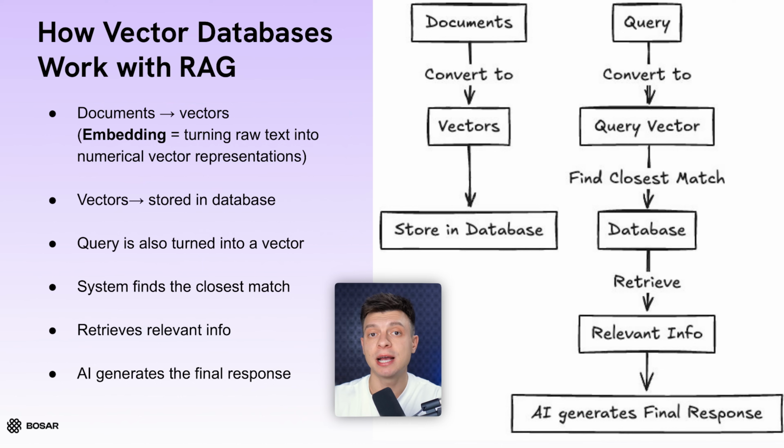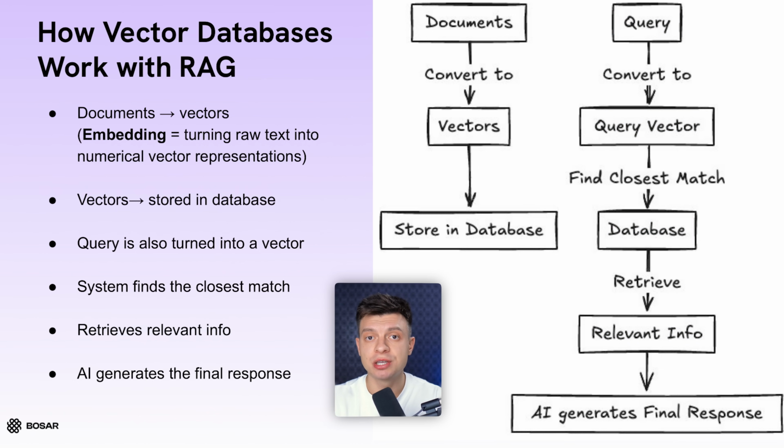Now, when a user asks a question, the AI turns the query into a vector as well. It then searches the database for similar vectors, basically it looks for the closest match, right? Once it finds the most relevant content, it retrieves that info, and finally, the model uses it to generate a response. I hope the theoretical part is clear.